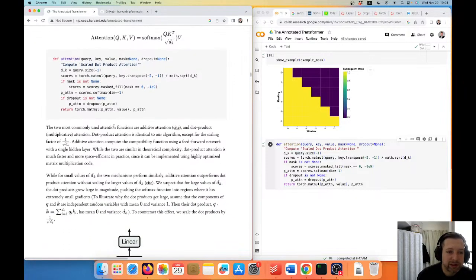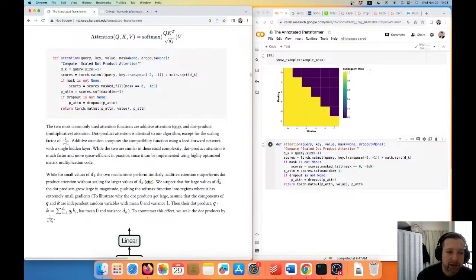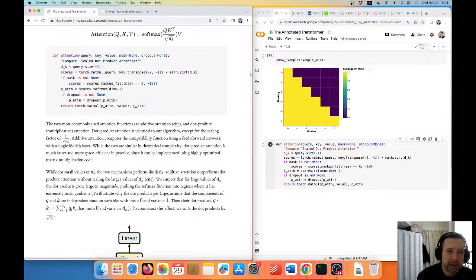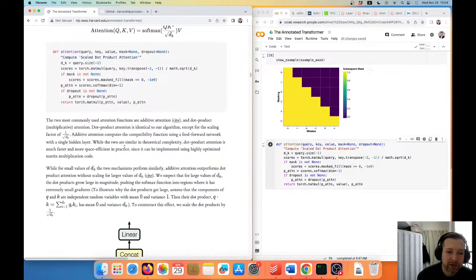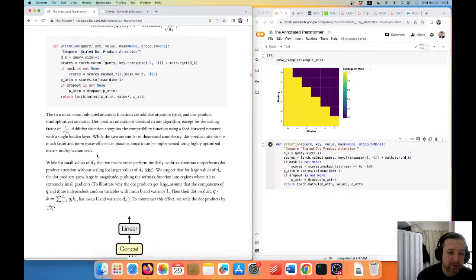The two most commonly used attention functions are additive attention and dot product attention. Dot product attention is identical to our algorithm except for the scaling factor. Additive attention computes the compatibility function using a feed-forward network with a single hidden layer. So you can also do this slightly differently, but it's not what they're doing. While the two are similar in theoretical complexity, dot product attention is much faster and more space efficient in practice, since it can be implemented using highly optimized matrix multiplication code.